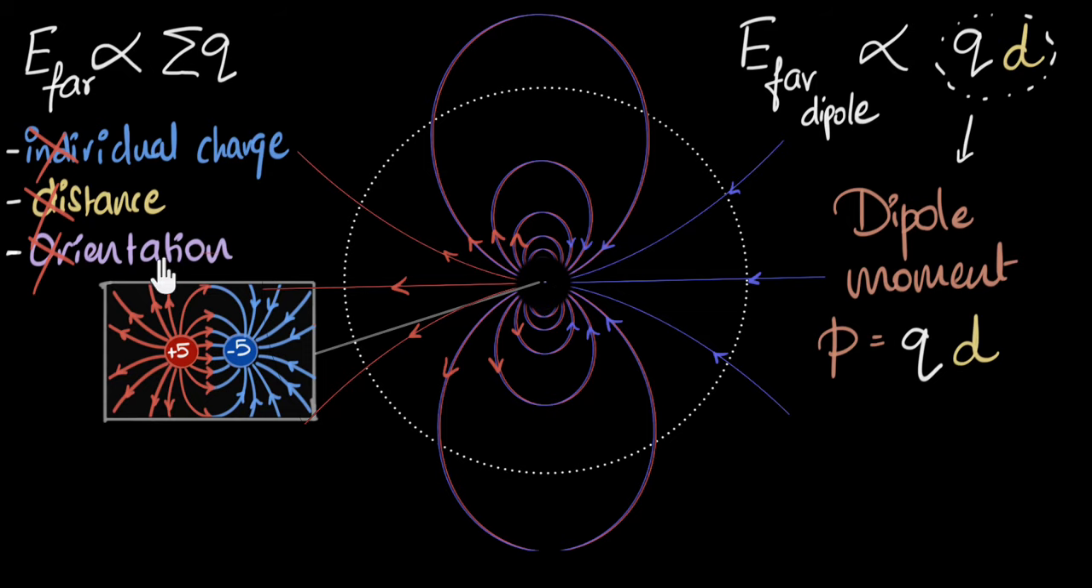Finally, what if I change the orientation of my dipole? For example, I bring that -5 coulomb up. Would the field everywhere stay the same? Well, now, because the field is highly directional, the whole field is going to change.